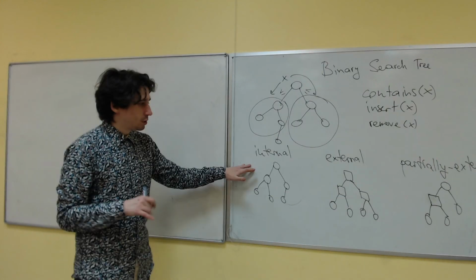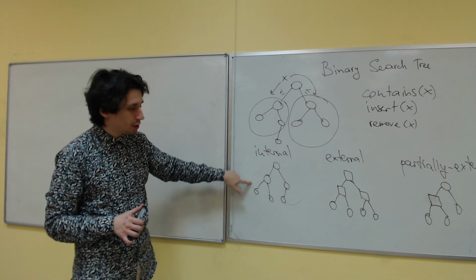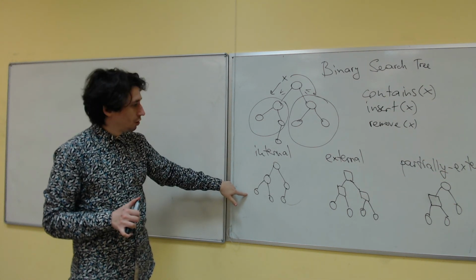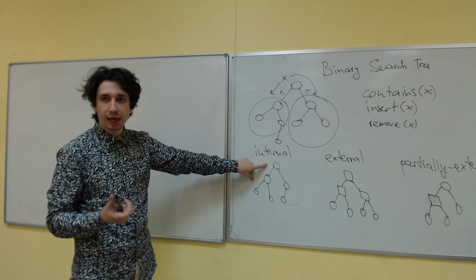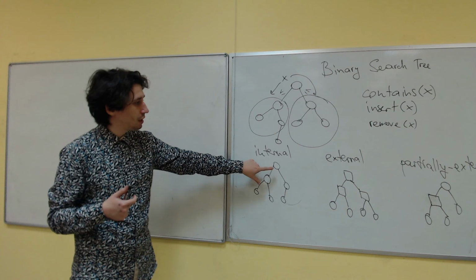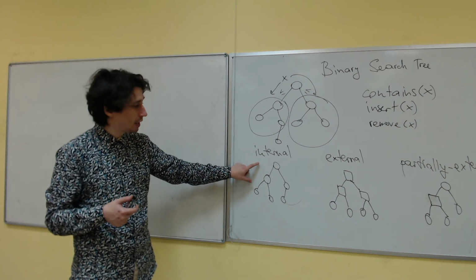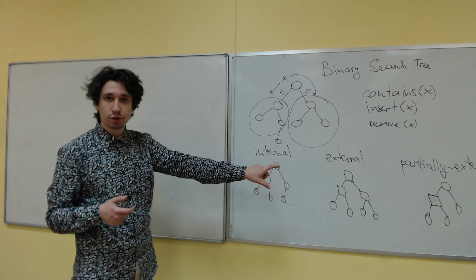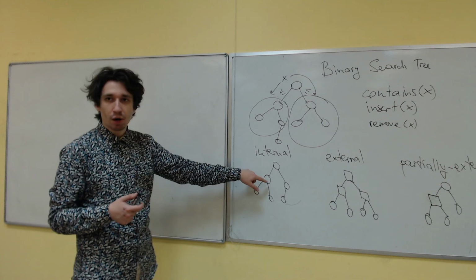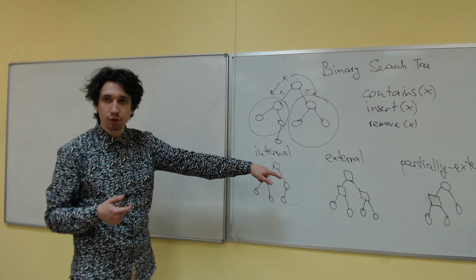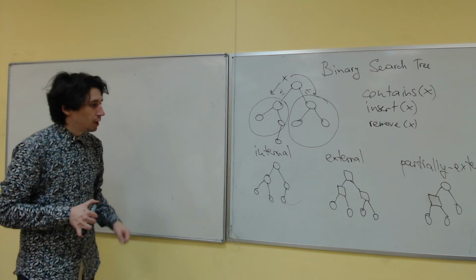To be more precise, we will be talking mostly about internal, because in internal, insertion and deletion will be faster than in external. If the height of the tree is logarithmic in both internal and external, internal is faster because all the nodes contain keys, while in external some of the nodes have only routing information.